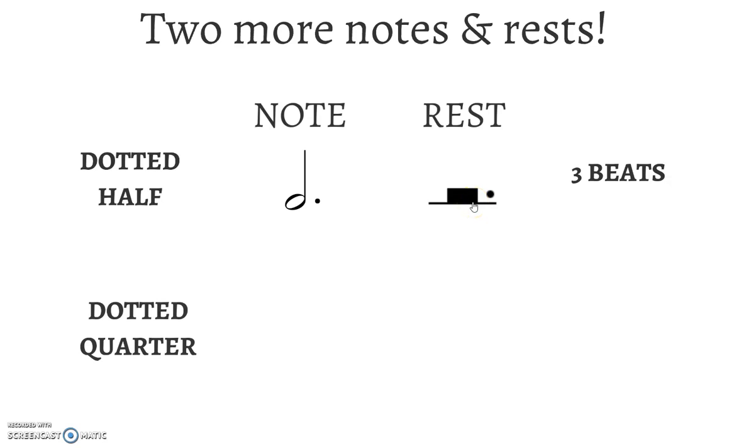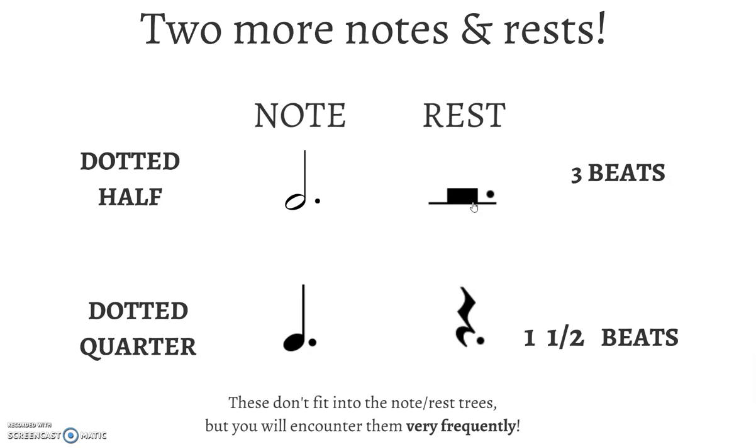Dotted quarter note looks like that. It's a quarter note with a dot and a quarter rest with a dot, and these get 1.5 beats. Memorize them now. And that is all there is to the note and rest values.